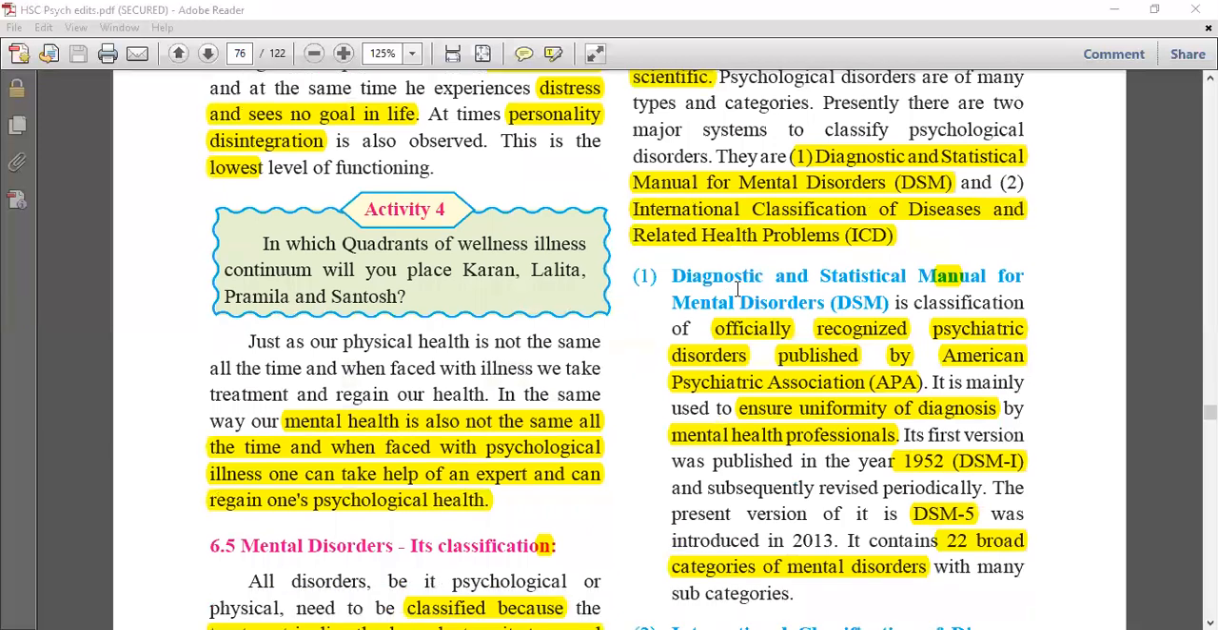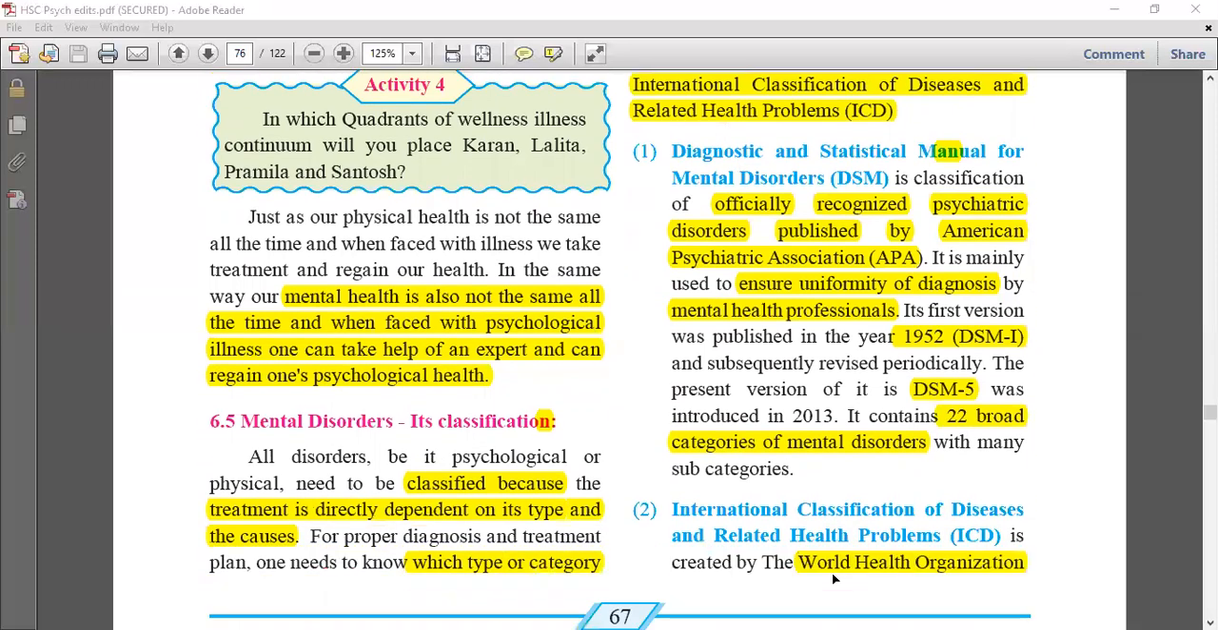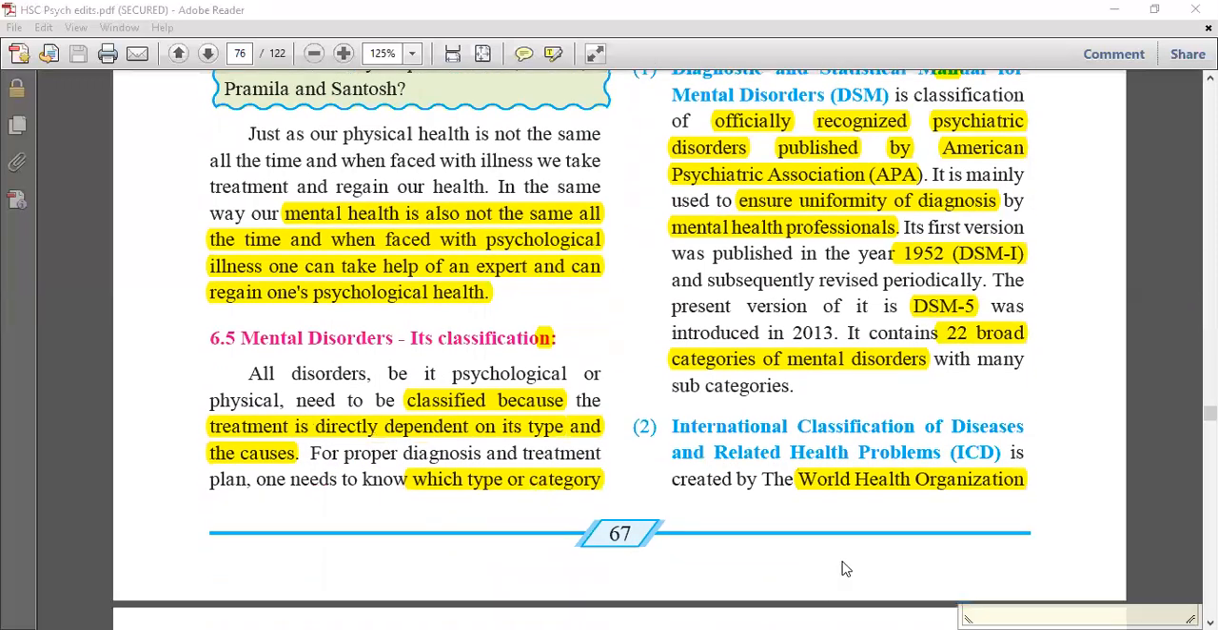So, the Diagnostic and Statistical Manual for Mental Disorders (DSM) and the International Classification of Diseases and Related Health Problems (ICD). These are the two books. We use the DSM. In these books there is a classification of disorders, and DSM has 22 broad categories of mental health disorders. Basically these give symptoms, for example, that you need to have 5 out of 10 to be classified as having this disorder.